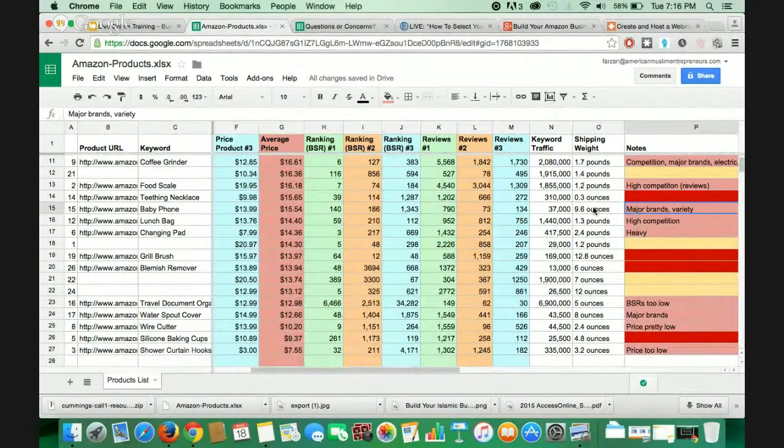Again, a lot of times in the baby category, you'll notice that there are a lot of major brands. Not only that, but for this product, there was actually a lot of variety. For the baby phone, there were many different types of baby phone toys. One looked like an iPhone, one looked like a Nokia or whatever.